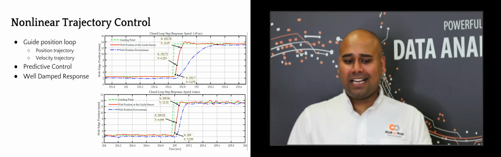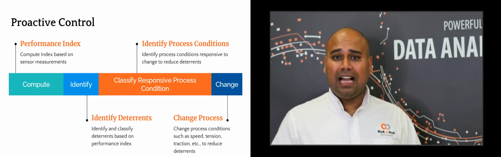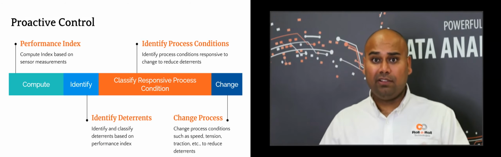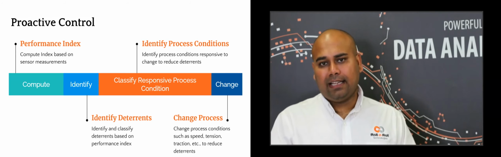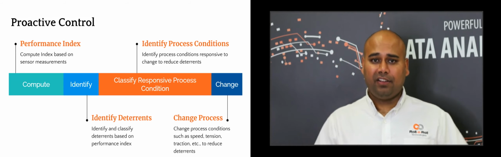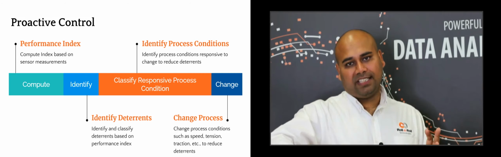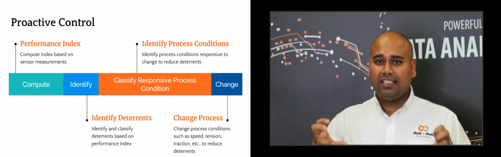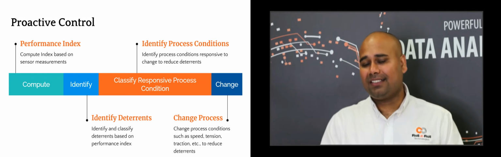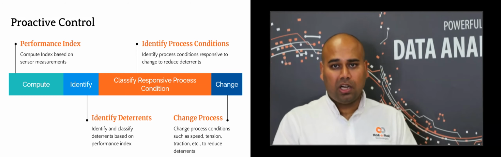And finally, this is kind of the future of web guiding, and this is what we call proactive control. Instead of reacting to the edge position variations, can we be proactive about it? And this is something that we do. One of the key things here is that we have to first construct a performance index and then see whenever the performance index changes, what are the deterrents, or what are the things that are affecting that performance index? Is there a pattern to it? And from that pattern, can we see what is the root cause?